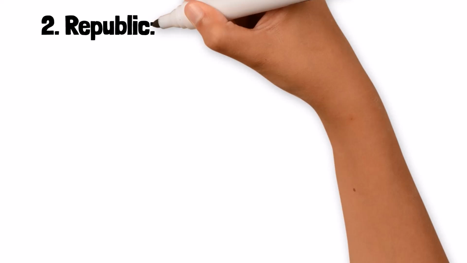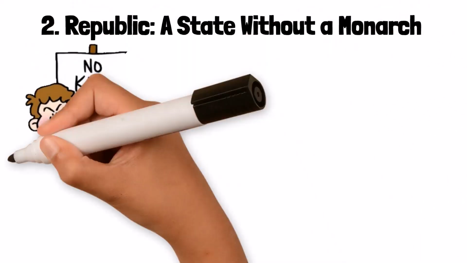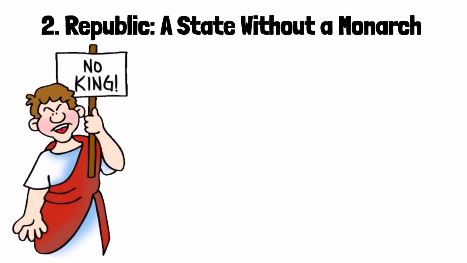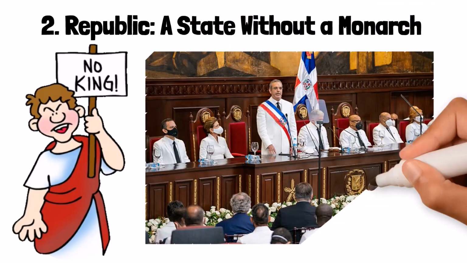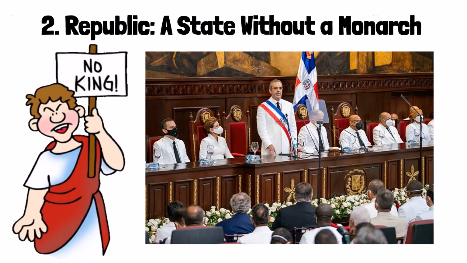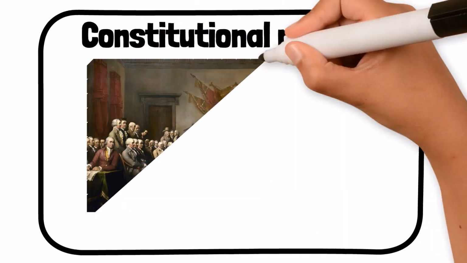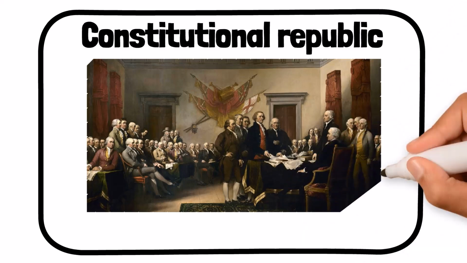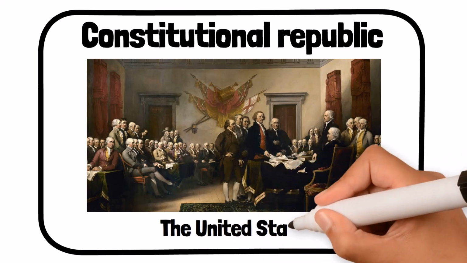2. Republic, a state without a monarch. A republic is a form of government in which the head of state is an elected or appointed official, not a hereditary monarch. In a republic, sovereignty rests with the people and their representatives rather than a single ruler. There are different types of republics. In a constitutional republic, the government operates under a set of laws, a constitution, that limits the powers of government officials and protects individual rights. The United States is an example of a constitutional republic.